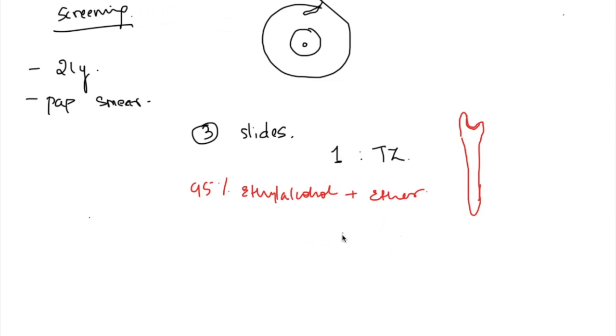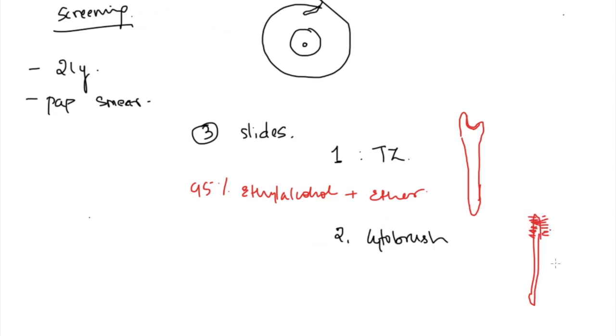So first one, you're going to take a sample from the transformation zone. The second one is basically the endocervix, right? Your spatula cannot go there, there is a deeper part there. So we are going to use the cytobrush. There's something called a cytobrush. How does that look? It's going to have a long stalk, and it has a number of bristles like this.